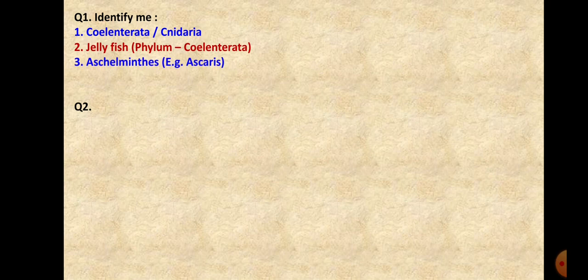Second is, my body is radially symmetrical. Water vascular system is present in my body. And I am referred as fish, though I am not. What is my name? Yes, try to remember the umbrella shaped fish, that is jellyfish, and it belongs to phylum Coelenterata or Cnidaria. Third one is, I live in your small intestine. Pseudocoelom is present in my thread-like body. In which phylum will you include me? Yes, and it is Aschelminthes, and the animal is Ascaris, which lives in our intestine.